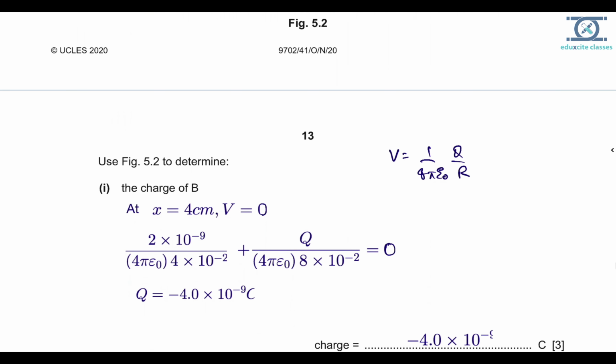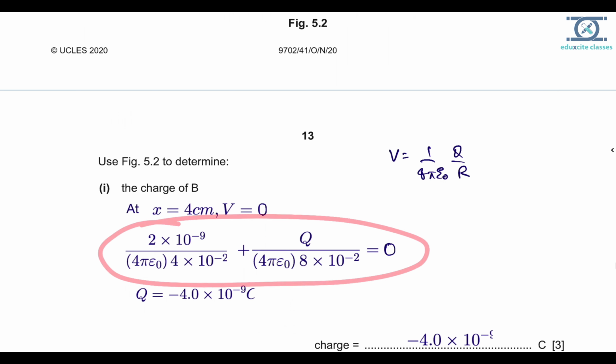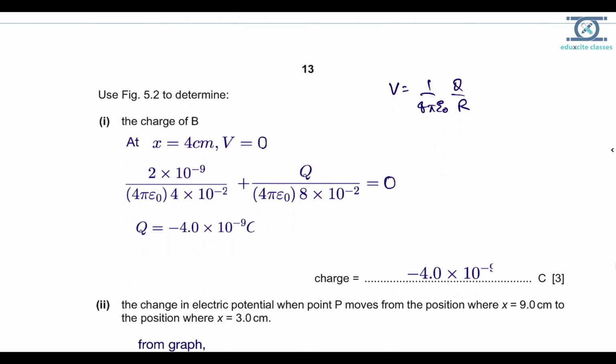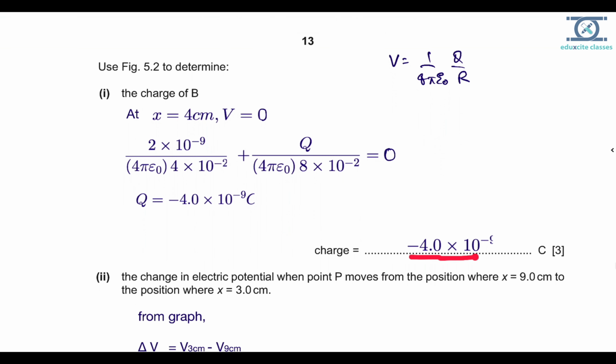So by putting up the values and calculating for value of Q, we get minus 4 into 10 raised to power minus 9 coulomb. Okay. So the answer is minus 4 into 10 raised to power minus 9 coulomb.